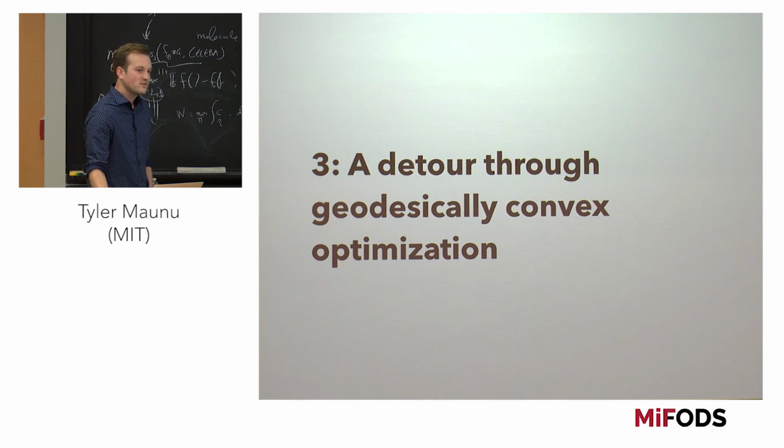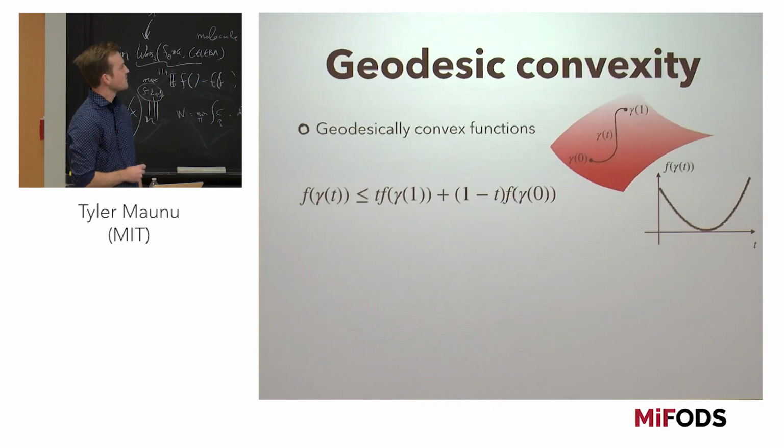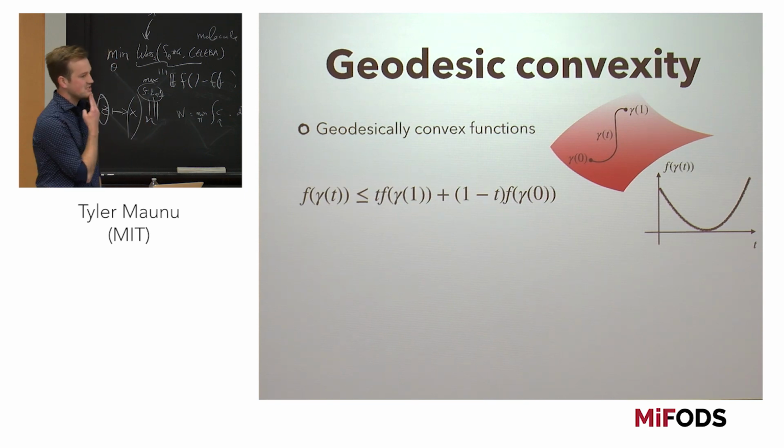So I'm going to take you through a quick detour through geodesically convex optimization, because you can actually get some rates for estimating the Bures-Wasserstein Barycenter using these results, but they're not very satisfying. So what is a geodesically convex function? A geodesically convex function is just a function that is convex along geodesics, as you'd expect.